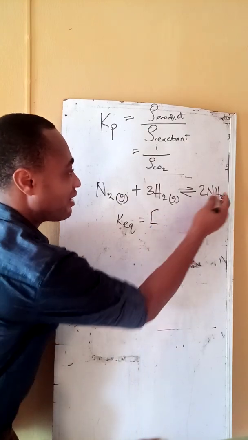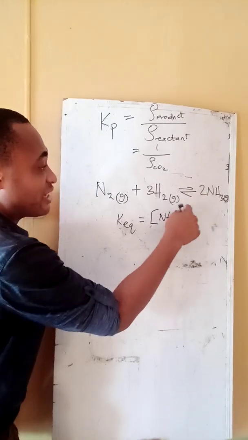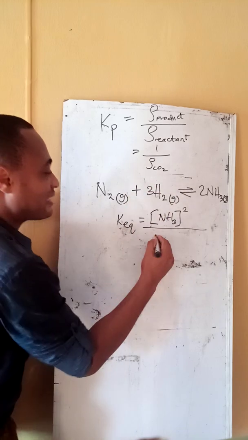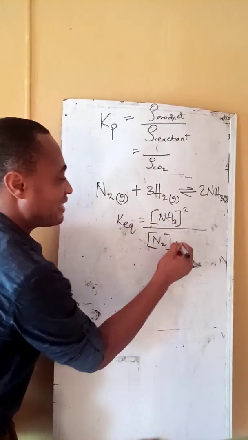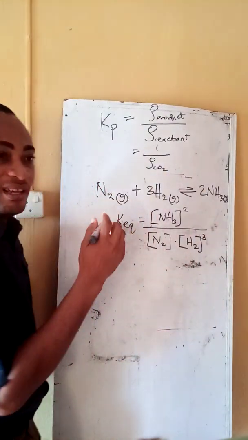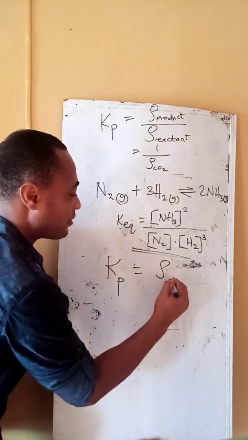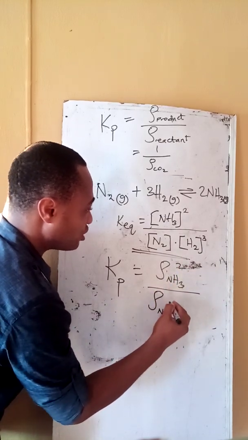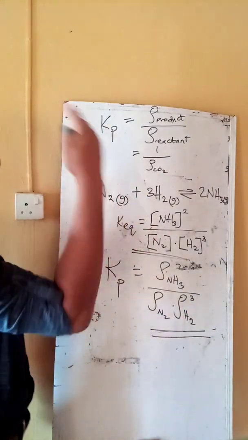Product, that is ammonia. You write it. Don't include the coefficient. The coefficient will act as a power. 2, all divided by, they are all gases, so that of this is N2. Coefficient is just 1, neglect, times hydrogen gas and 3. That will be this. Now for the partial pressure, it will be the partial pressure of ammonia all raised to power 2 divided by the partial pressure of nitrogen times the partial pressure of hydrogen all raised to power 3. I trust you understand this.